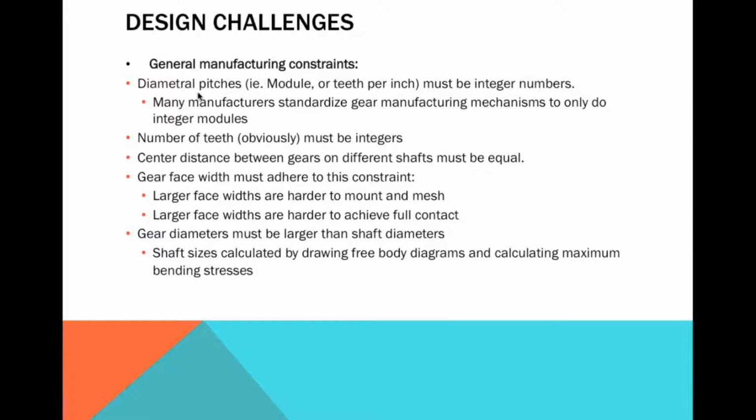The diametral pitch must be an integer. This is kind of a weird constraint in my opinion, because the diametral pitch being an integer is just a standardization that manufacturers place. So if you want to order gears, you can't just go online and ask for a gear with a diametral pitch of pi, 3.14159. You're only going to be able to order diametral pitches of 1, 2, 3, 4, 5, 6, and so on. So from a manufacturing standpoint, this doesn't make a whole lot of sense to me.